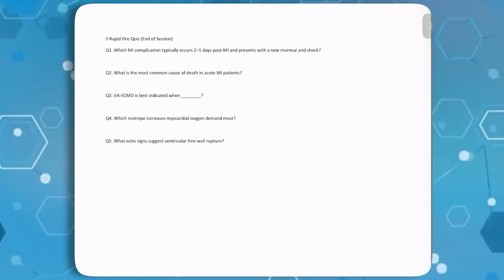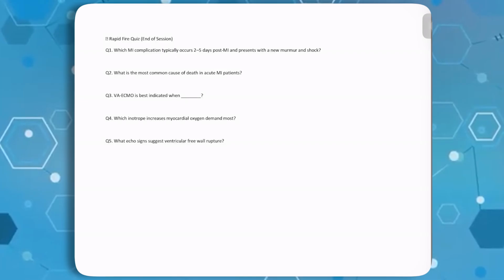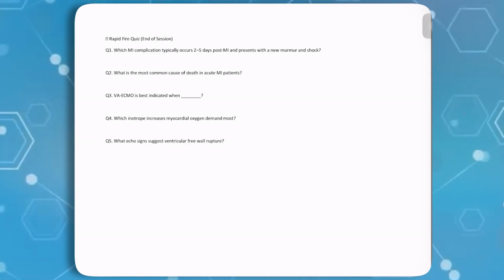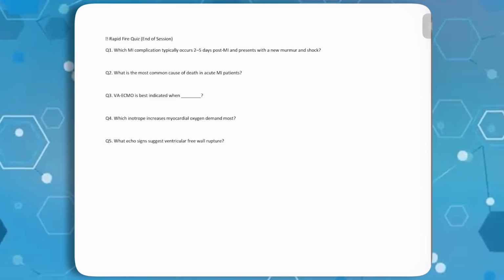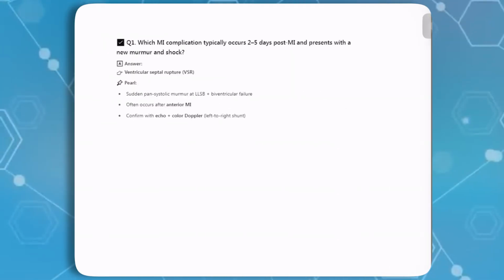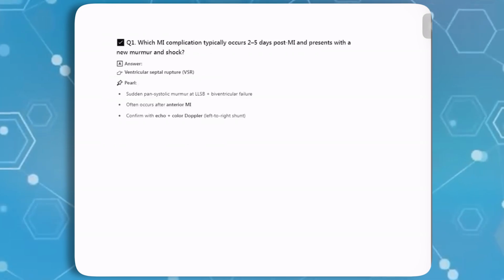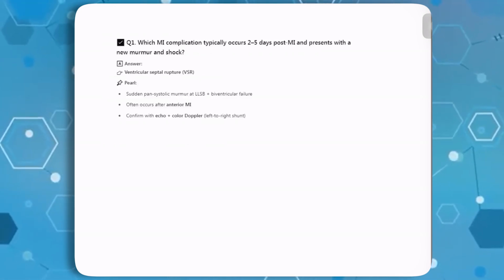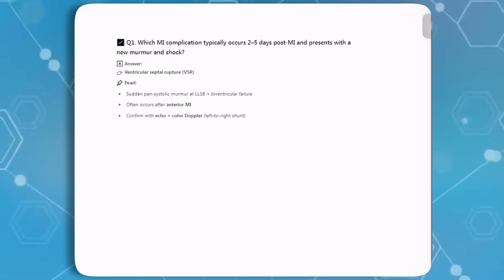Which inotrope increases myocardial oxygen demand the most? Dobutamine? Adrenaline. So it has to be adrenaline. And then what echo sign suggests a ventricular free wall rupture? I'll give you answers to all of them. So which MI complication occurs 2 to 5 days post MI and presents with a new murmur and shock?